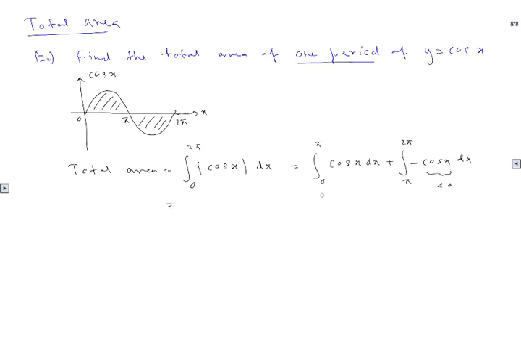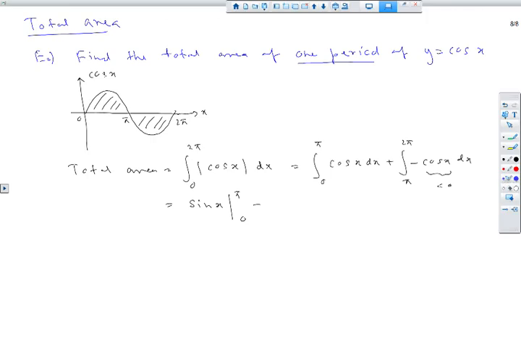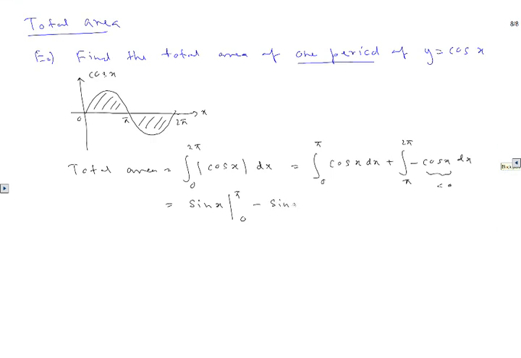So the antiderivative of cosine is sine x, so you can evaluate at pi and 0, and then minus, again the antiderivative is sine x, the negative sign coming here, and then again 2 pi and pi.